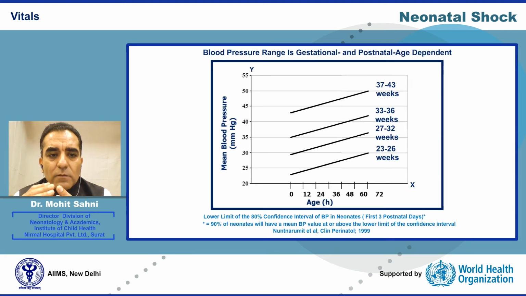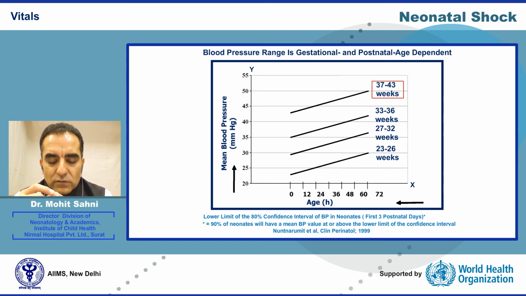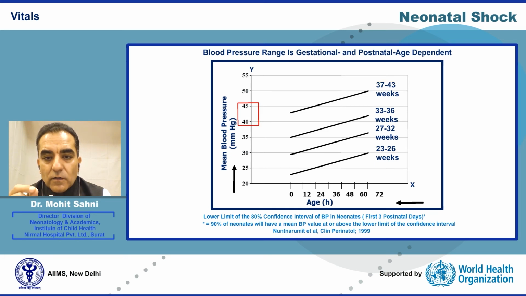This is the nomogram of the blood pressure, the mean blood pressure. On the x-axis, you will see the age in hours, and this is for the different gestational ages: 23 to 26 weeks, 27 to 32 weeks, 33 to 36 weeks, and 37 to 46 weeks. So if you want to know the 50th percentile of mean blood pressure of a baby of 33 to 36 weeks at 36 hours of life, you can evaluate it in this chart.